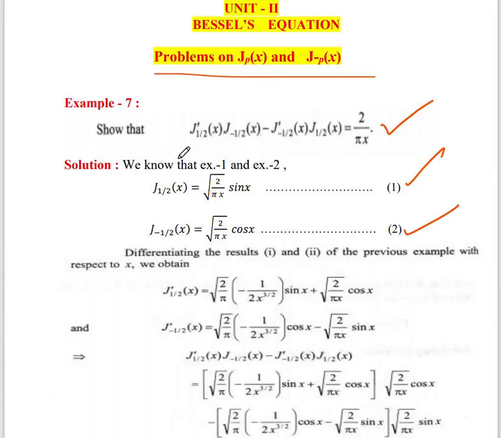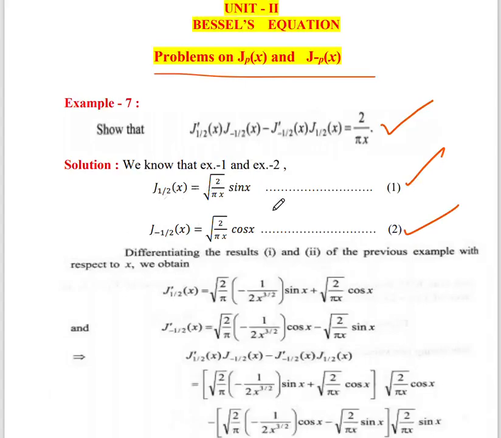What is problem number 7? Show that J dash half of x into J minus half of x minus J dash minus half of x into J half of x equal to 2 upon pi x. Now we will see the solution of this problem.